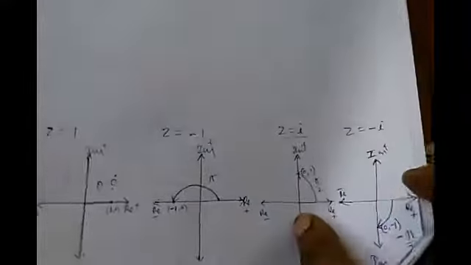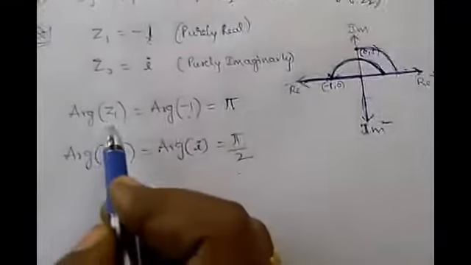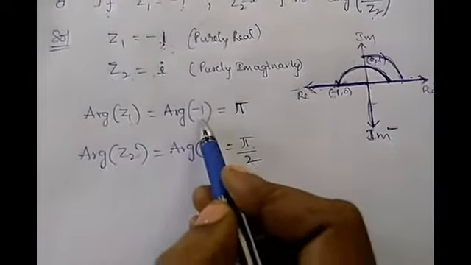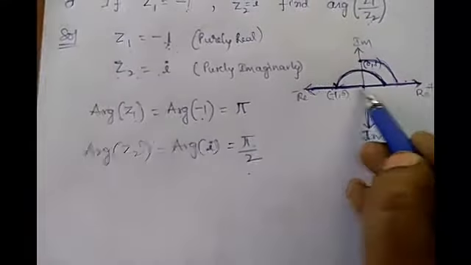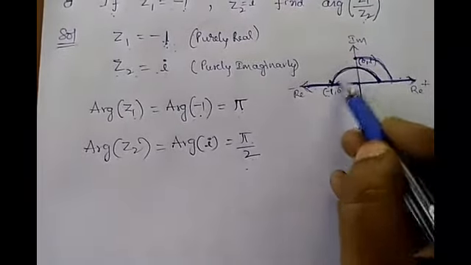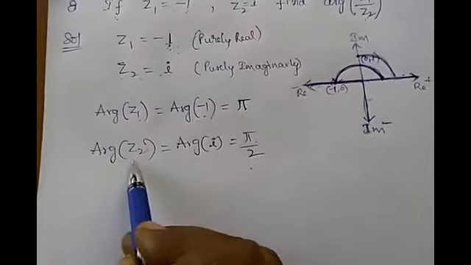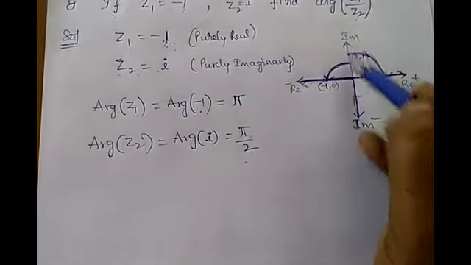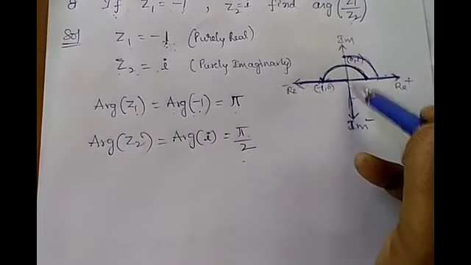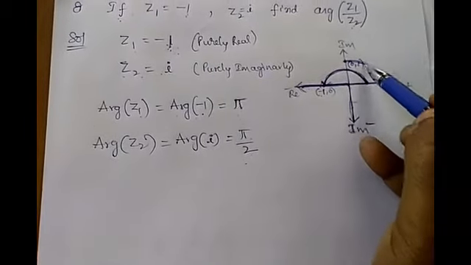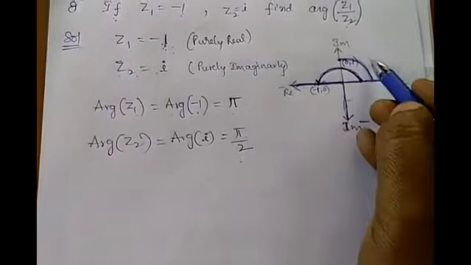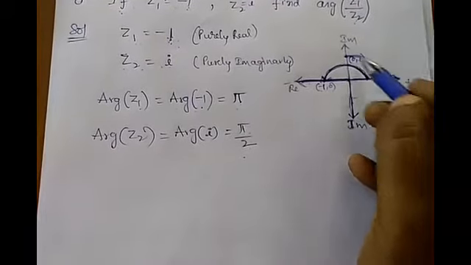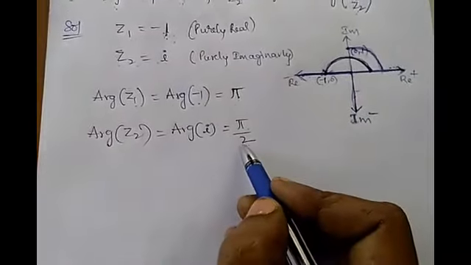Now we will come to the problem. Argument of Z1 is argument of minus 1. Minus 1 lies on the negative real axis. So the angle is pi. Argument of Z2, argument of i. i means the point 0 comma y lies on the positive imaginary axis. The positive imaginary axis makes 90 degrees with the positive real axis. So argument of i is pi by 2.